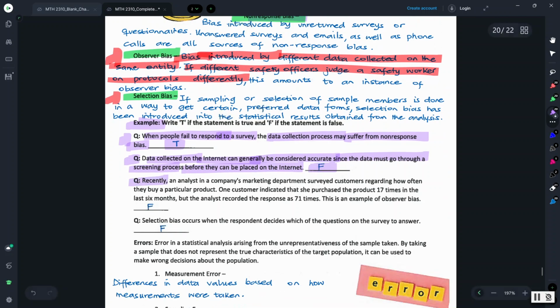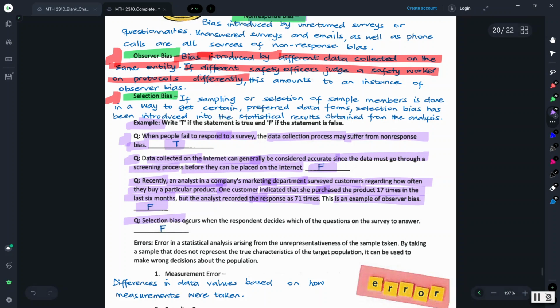The next question. Recently, an analyst in a company's manufacturing department surveyed customers regarding how often they buy a particular product. One customer indicated that she purchased the product 17 times in the last 6 months, but the analyst recorded the response as 71 times. This is an example of observer bias. That is not true. That is an error, a measurement error, not a bias.